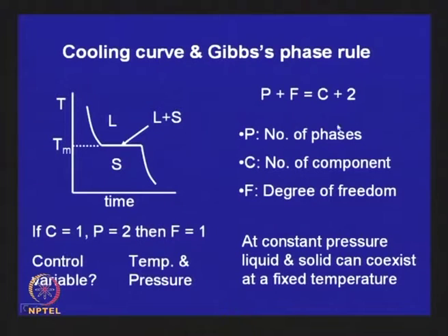So, at a constant pressure, liquid and solid can coexist at a fixed temperature. This is the outcome, the prediction of what the Gibbs phase rule states, and this is applicable to even multi-component systems.